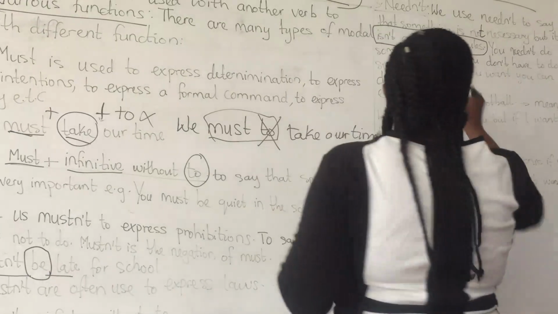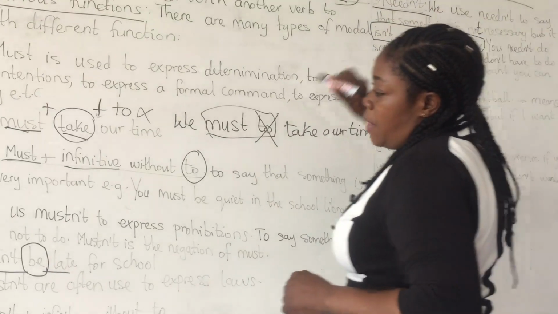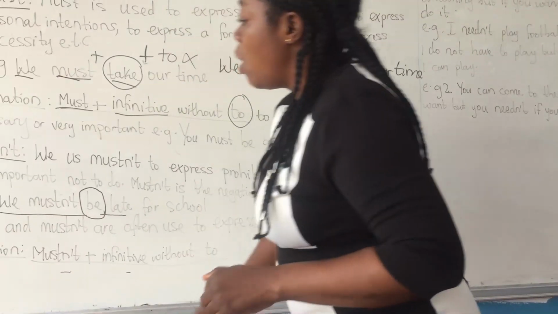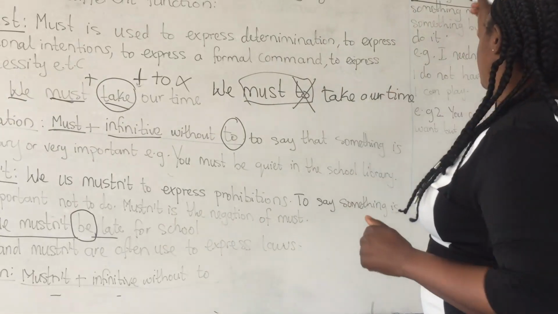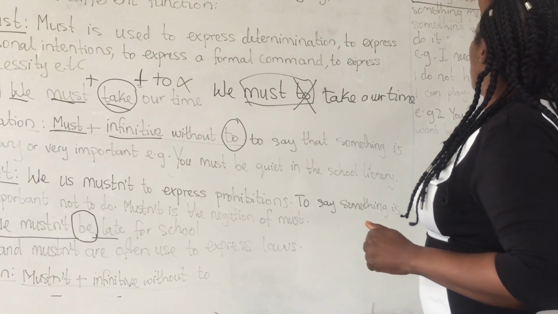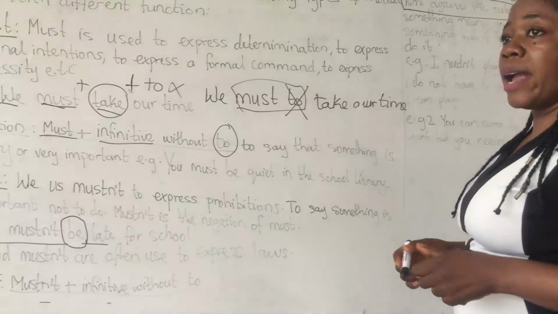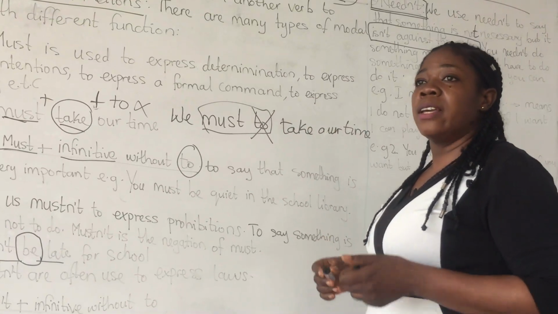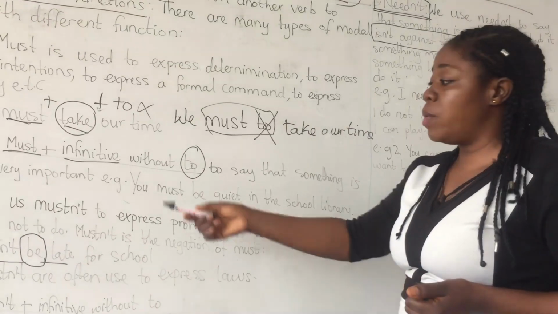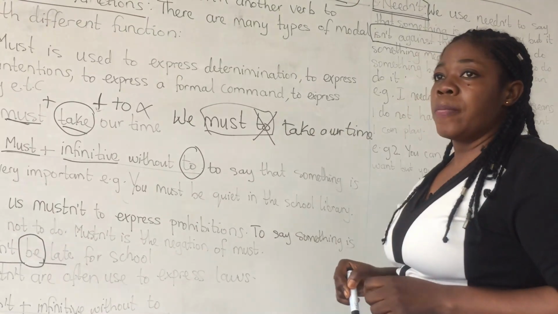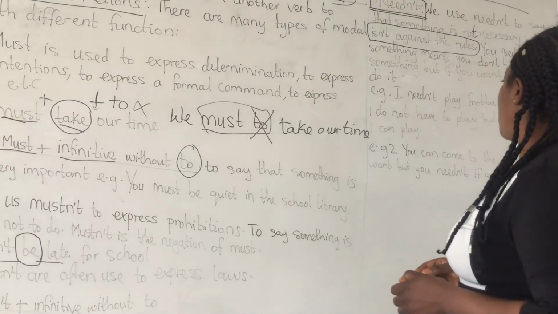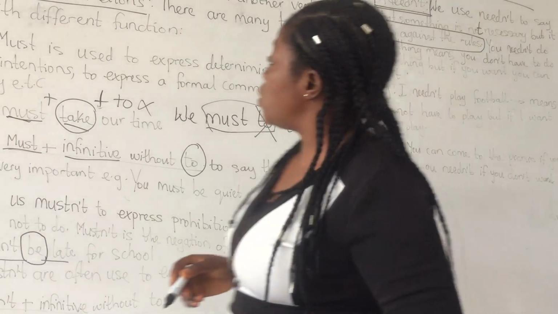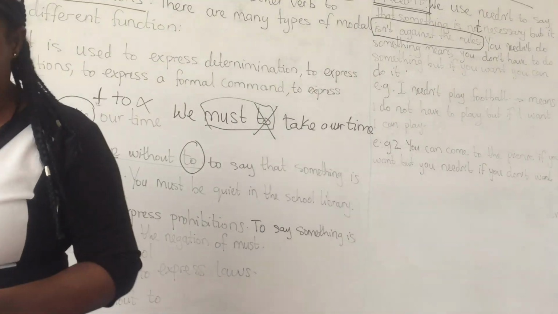So you see the difference between needn't and mustn't. Mustn't is something that you must not do, but needn't doesn't go against the rules. It means you can still change your mind. If you like it, do it. If you don't like it, you don't do it. But with mustn't, it is a must. If they say mustn't, it means you must not do it. So that is what we have for today.